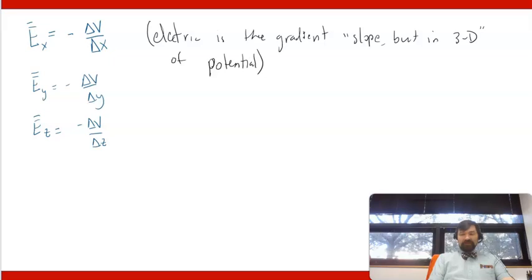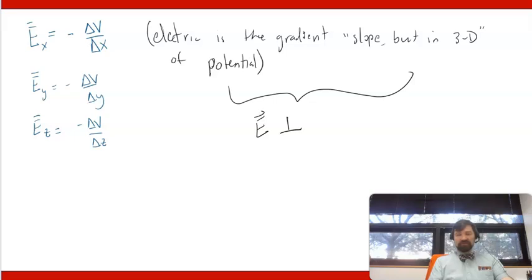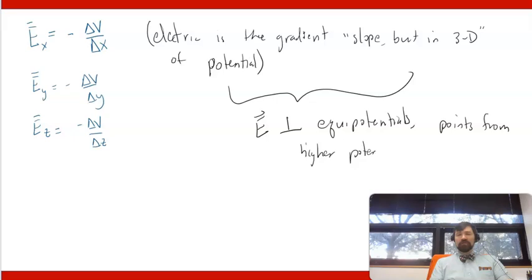So practically speaking, what that means is that the electric field E will be perpendicular to equipotentials, and always points from higher potential to lower potential.